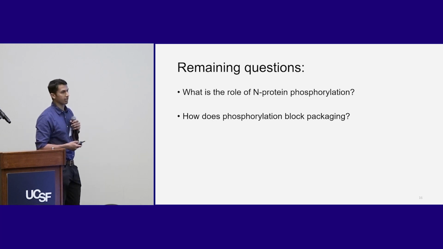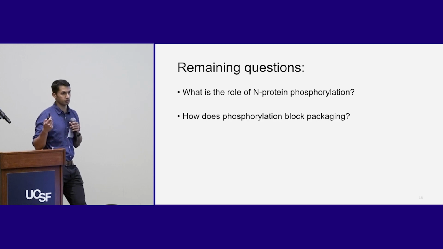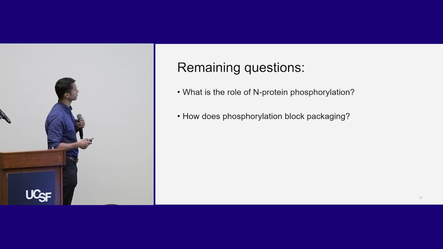One of the hypotheses that I think is happening is perhaps human cells have more GSK3 activity and higher levels of phosphorylation than whatever the original host was for SARS-CoV-2.